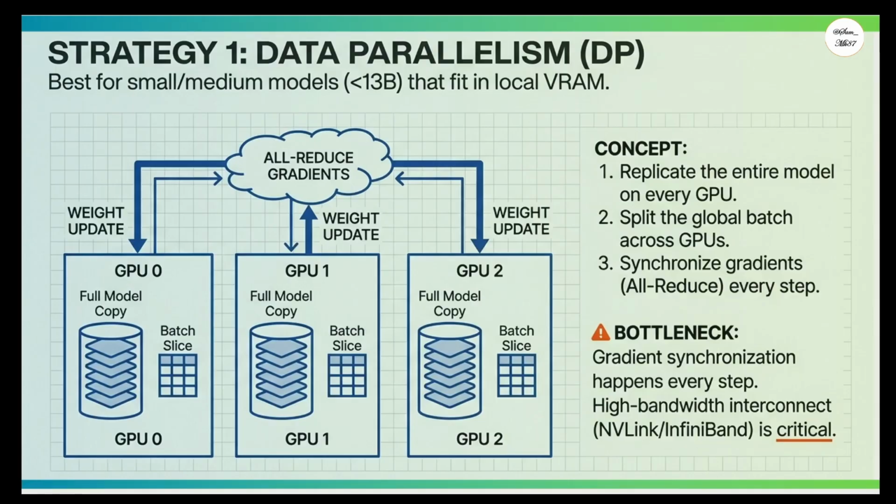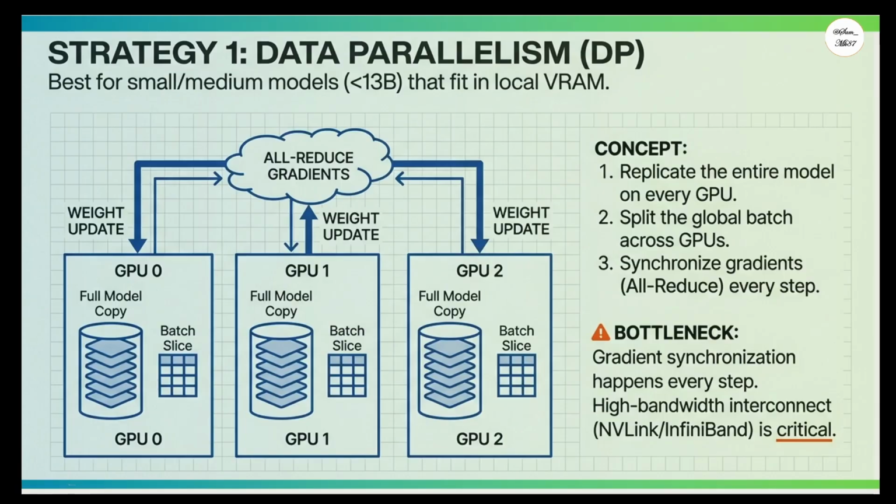So data parallelism, the concept here is very straightforward. We put a full copy of the entire model on every single GPU. Then we take our global batch of data and slice it up, so each GPU processes different pieces of information. After every step, the GPUs synchronize their findings through an all-reduce approach.